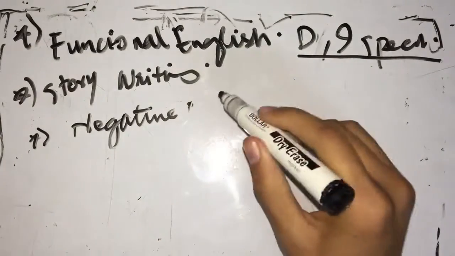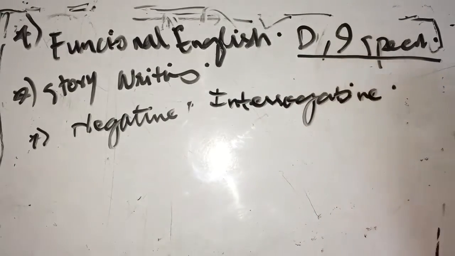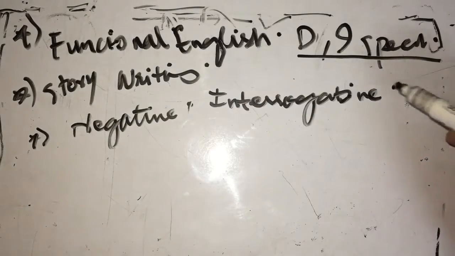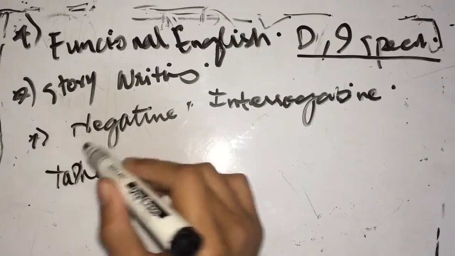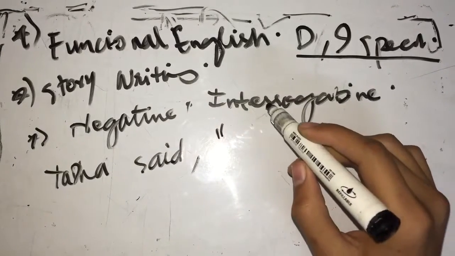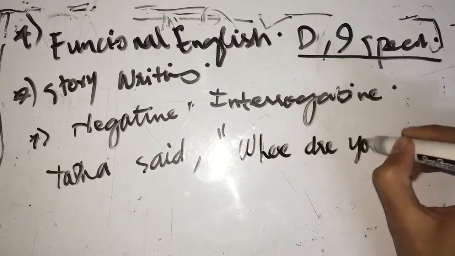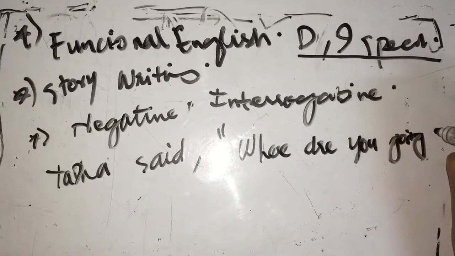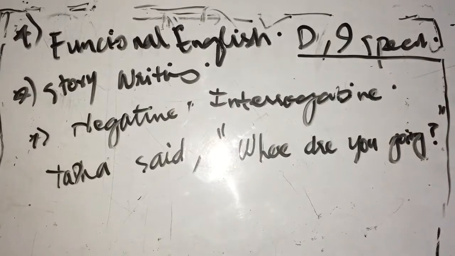So you have negative, then you have interrogative. I don't think we have discussed interrogative in the previous lectures, and I've discussed many examples in the previous lecture in detail, so you guys can check out those videos as well. So you have interrogative sentences. For example, again I say Talha, I'm using Talha because that's my name. Talha said, where are you going? And of course, I'm going to place a question mark after where are you going.